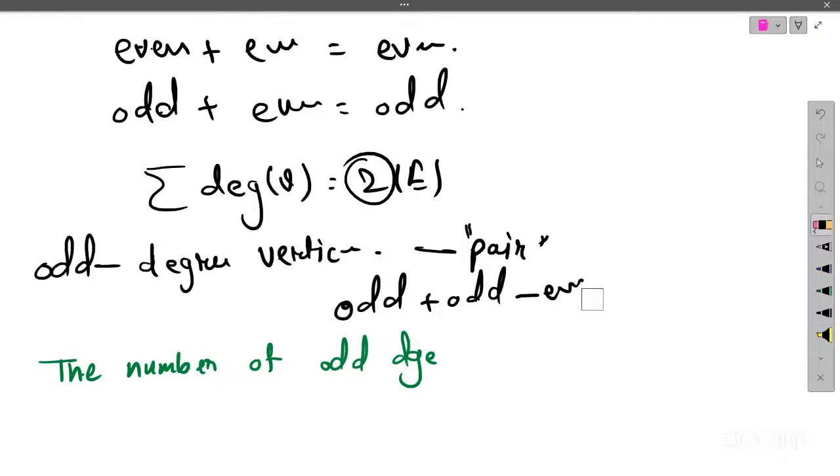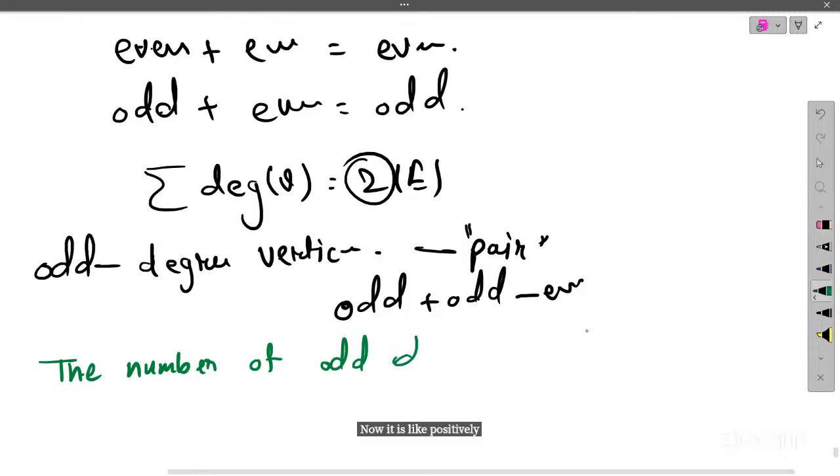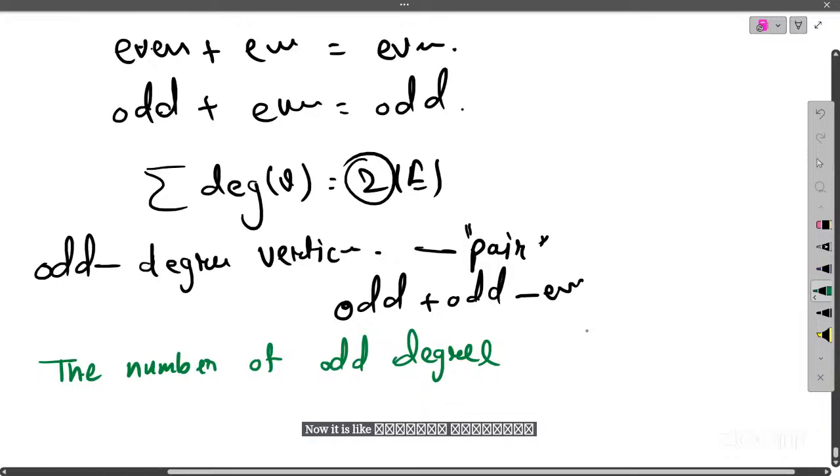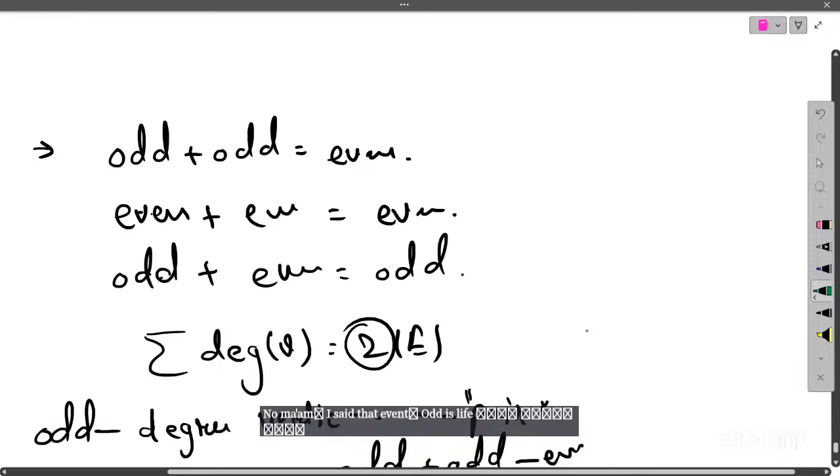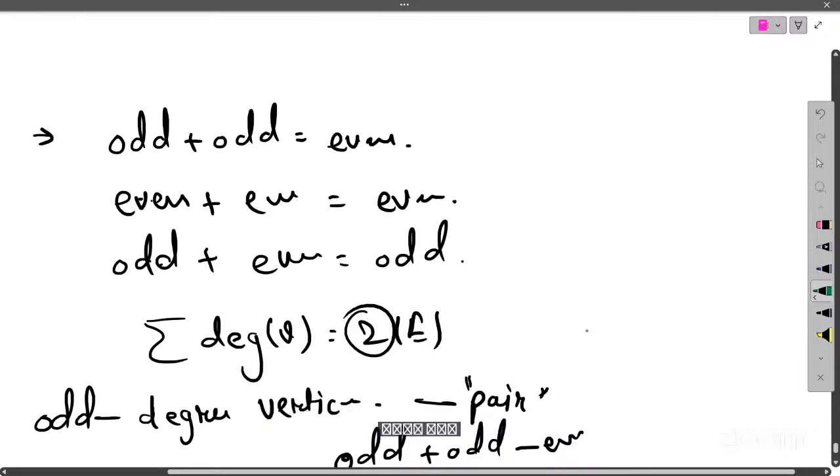No, it's like positive, negative markings. No, there won't be any negative marking. I said that even and odd is like plus minus, as we add them. Plus minus, or you can say odd.